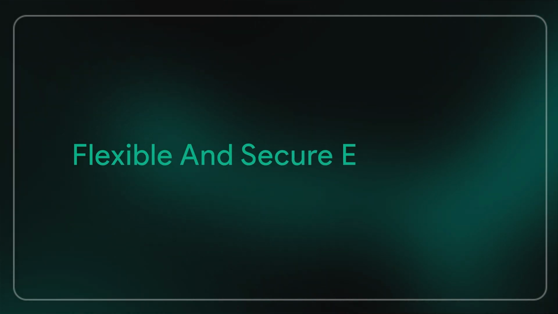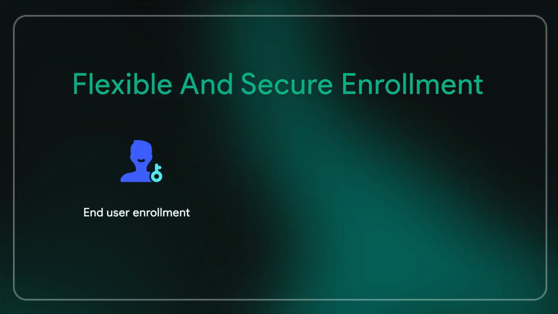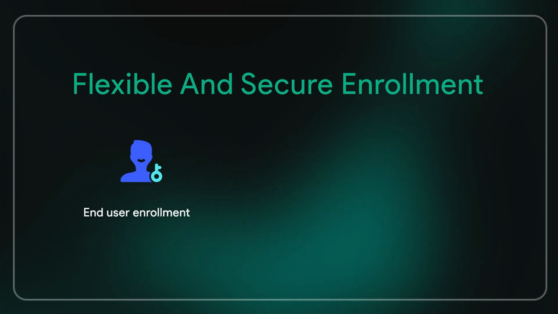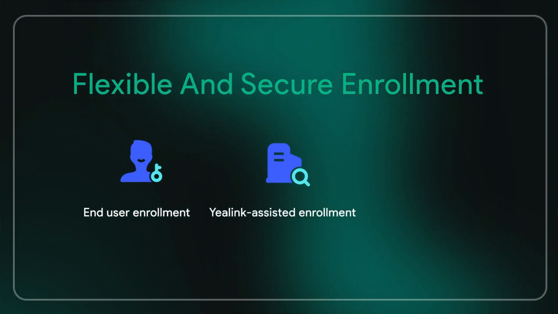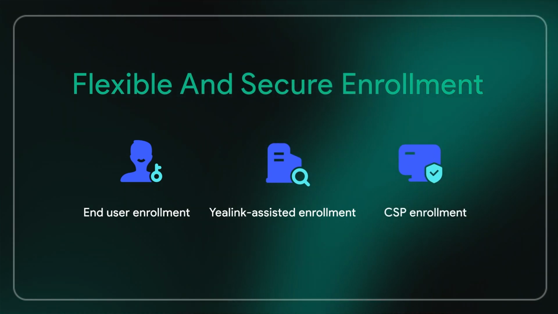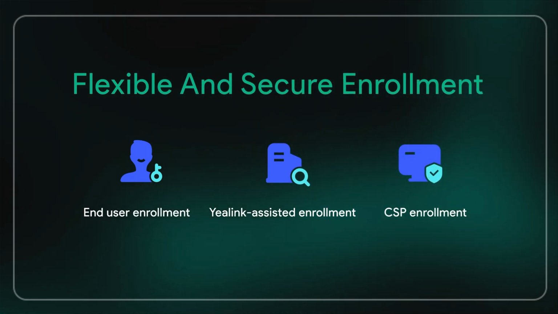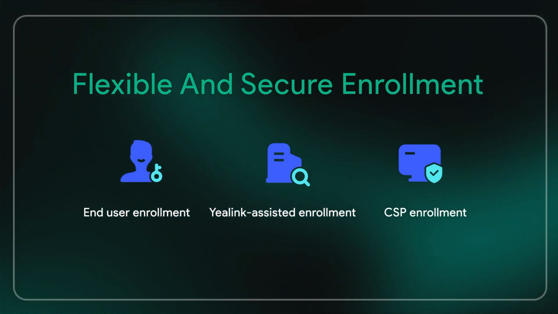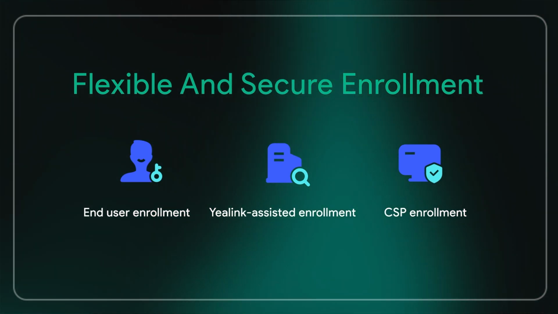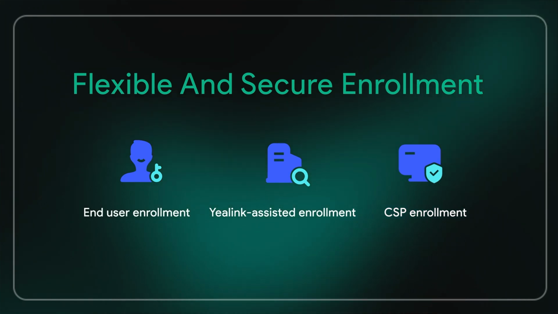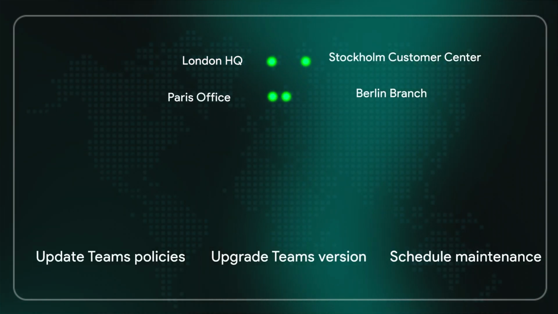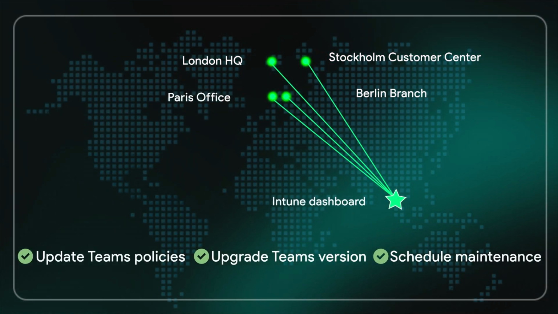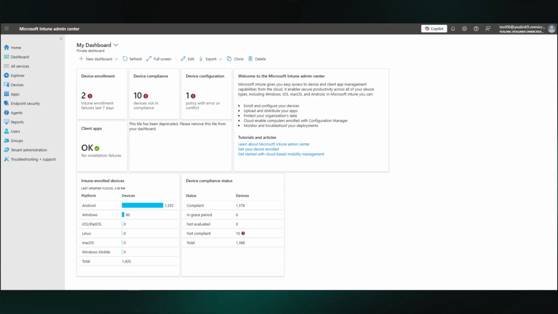Enrollment is flexible and secure. End users can export the device's hardware hash and upload it directly to Intune. Alternatively, Yealink can provide the hash for enrollment, or a CSP can assist with registration. Either way, devices skip the traditional MVC system setup and Teams login, arriving fully configured and ready for meetings, all without local intervention. And whenever they need to update Teams policies or roll out new versions, they can do it all at once through Intune, remotely and centrally.